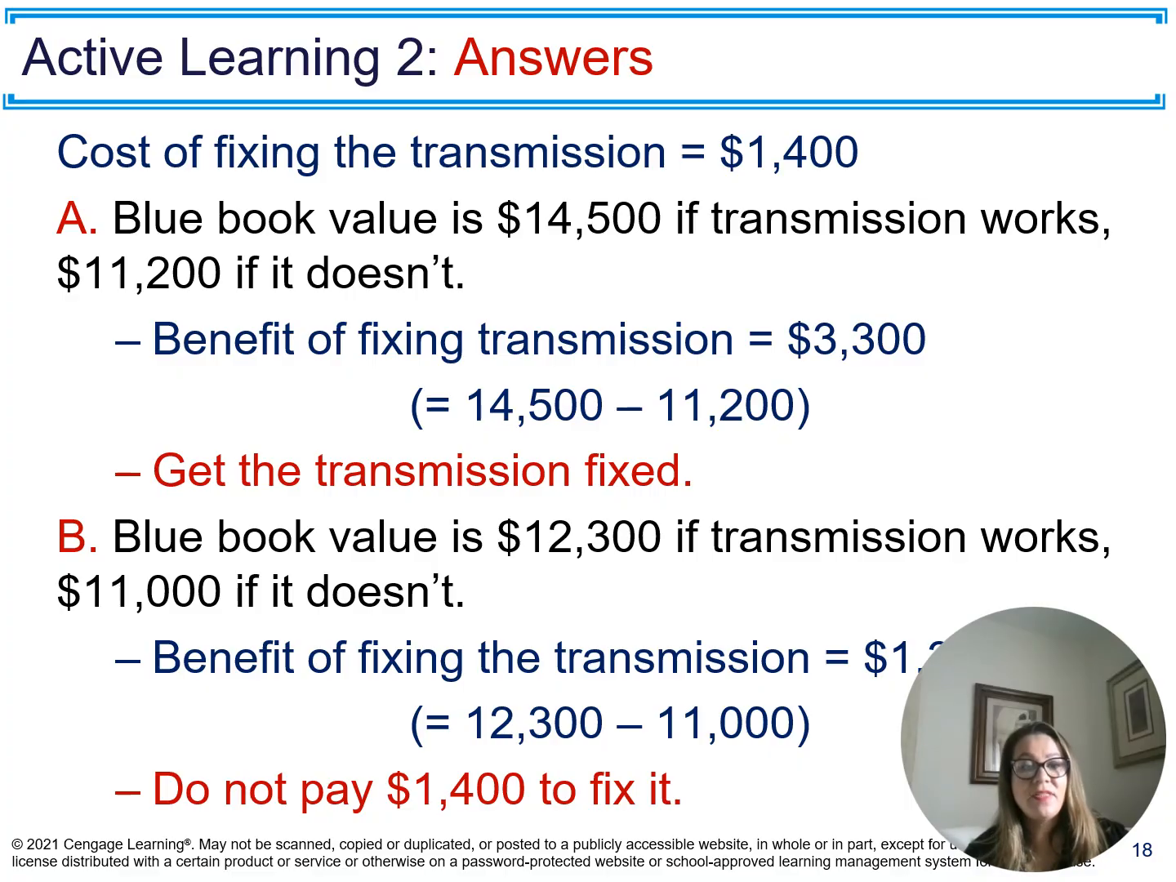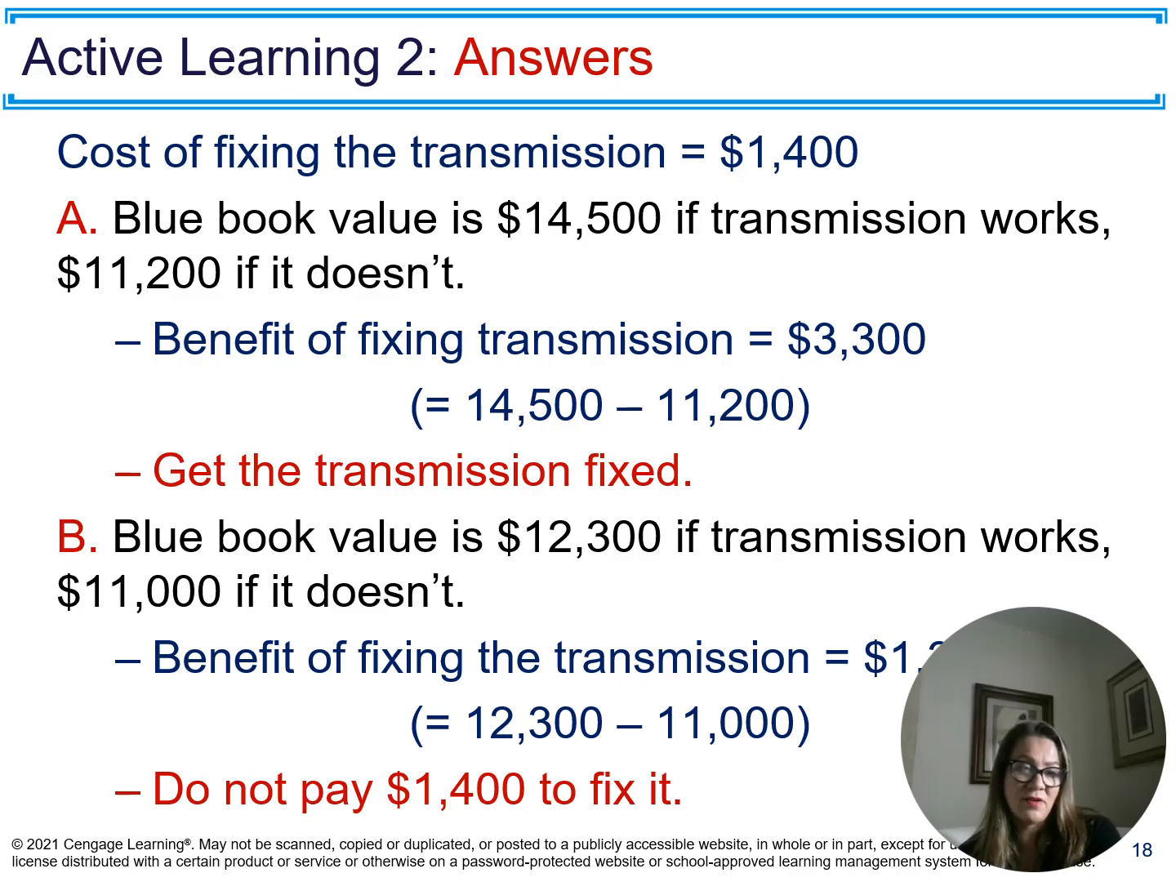So in scenario one, the benefit of fixing the transmission would be $3,300, right? We take the 14,500, minus what you would get if the transmission doesn't work, 11,200. So the benefit would be $3,300, but the cost of fixing the transmission is only $1,400. In that case, you would get the transmission fixed, because you will get some extra money from fixing it.